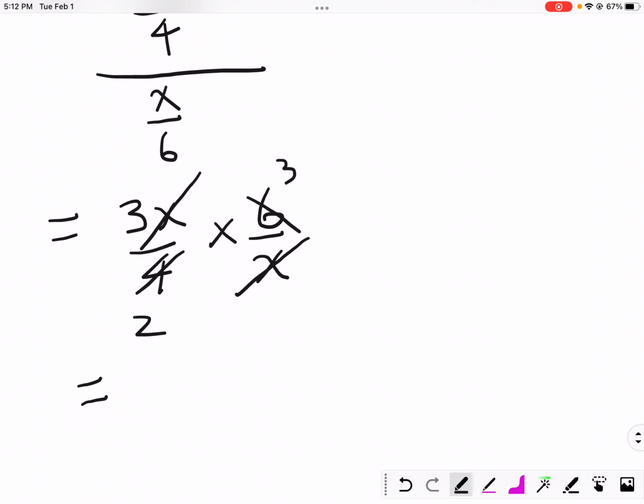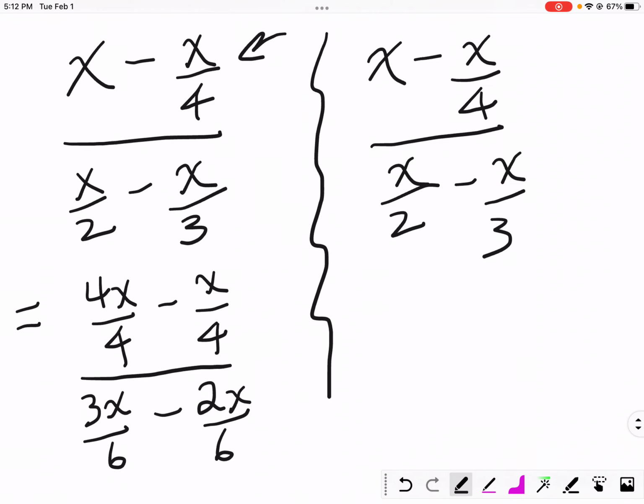What I'm left with is 3 times 3 on the top and 2 on the bottom, and this is my final answer. Now, I just said I canceled the x's, and when I say cancel, that means I'm dividing, and I can never divide by 0, which means x can't be 0, or I couldn't have done that step.